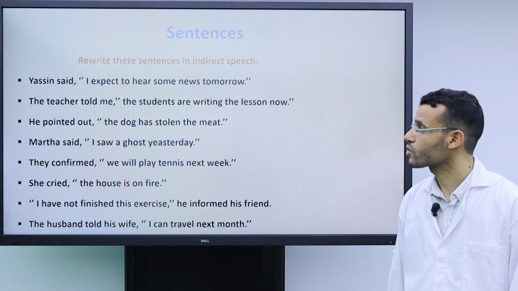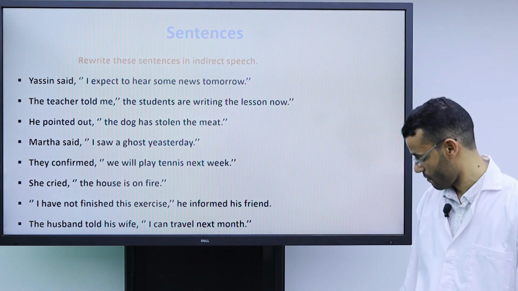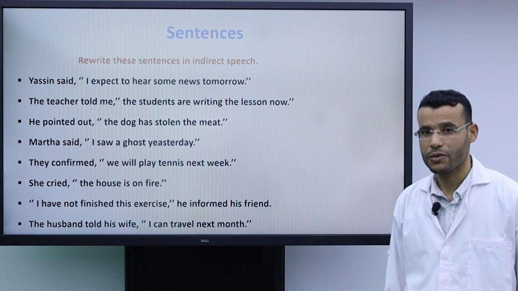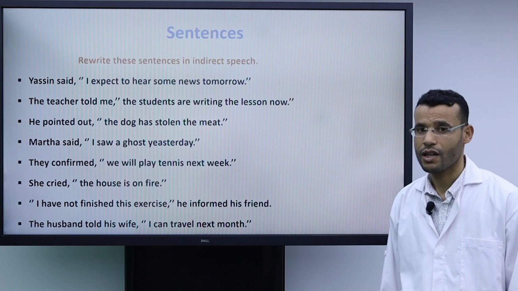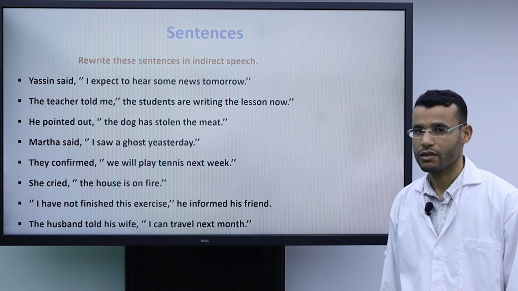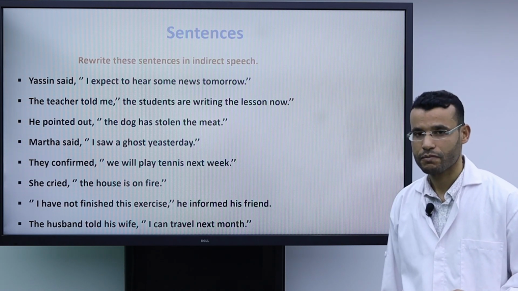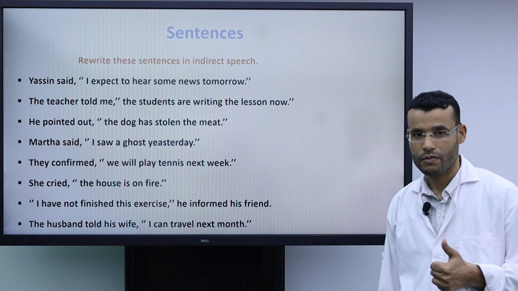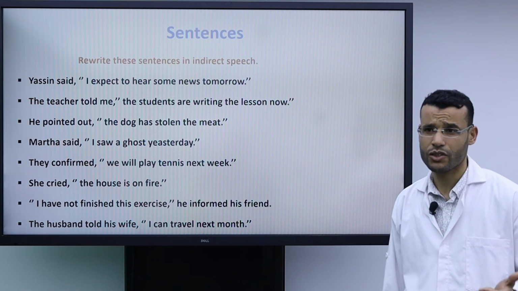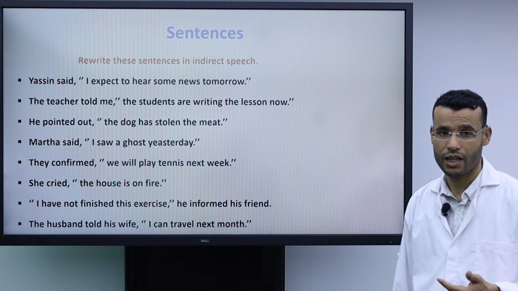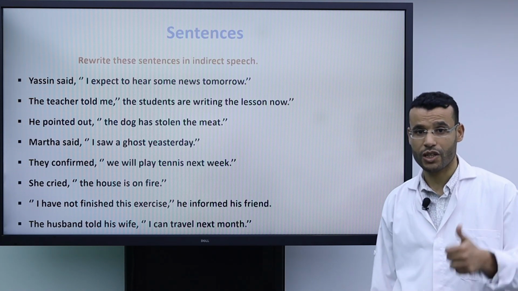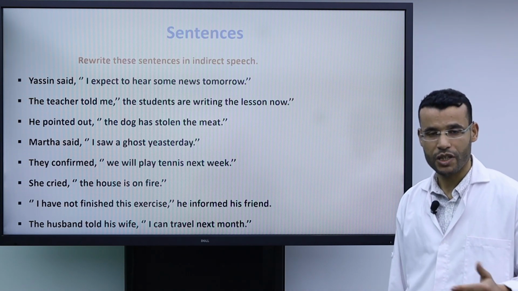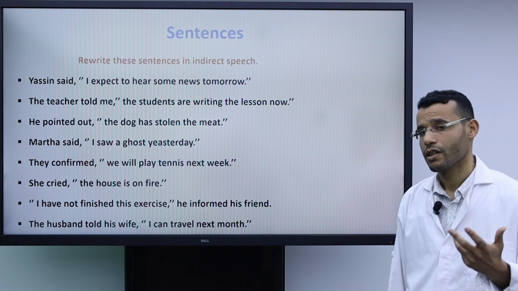So how are we going to transform these sentences? Well, before we move to the answers, first, what is the step? The first step, as I have just said, you should see first the introductory verb. When we talk about introductory verbs, there are a lot of them, okay? They are called reporting verbs or introductory verbs. For example, confirm, say, tell, explain, inform, inquire. There are a lot of introductory verbs.